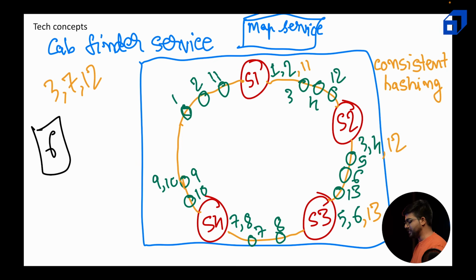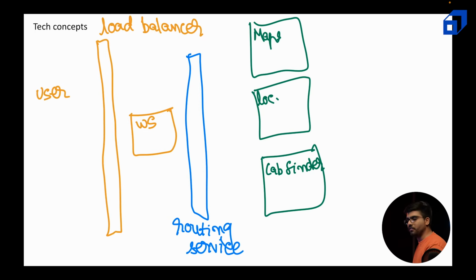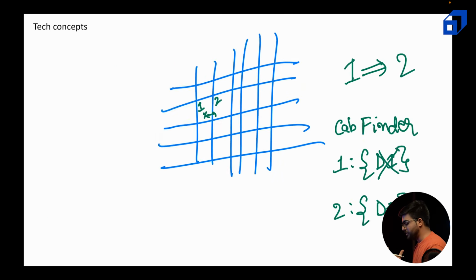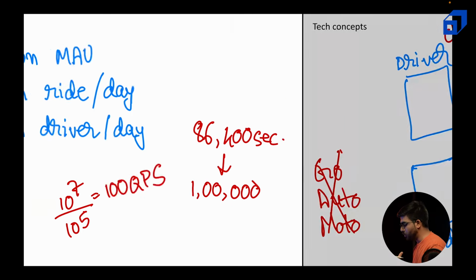So let's move on to the next concepts. I hope it is clear what the Google Maps or the map service does, what the location service does, and now we have also covered what the cab finder service does. Now we have covered three major services which are going to be part of our Uber application: the map service, the location service, and the cab finder service. Now let's have a look at the functional requirements to see what all functional requirements we are yet to implement.